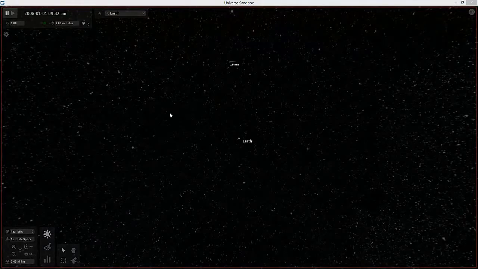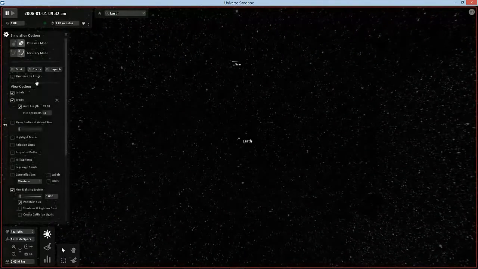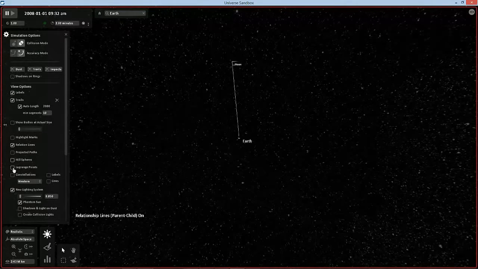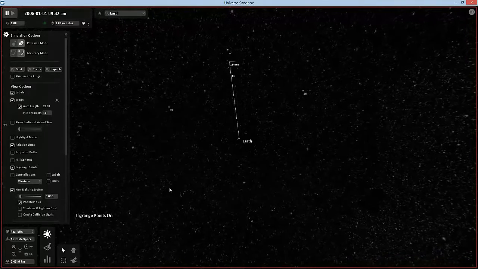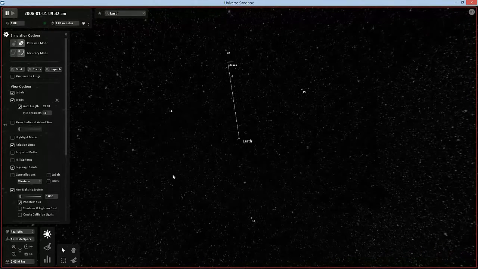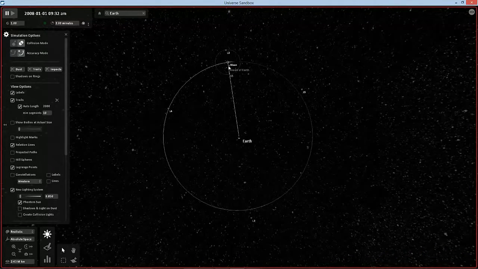So let's get into Lagrange points. Now, as far as this goes, let's put on this and turn on the Lagrange points. With Lagrange points, this could be represented as the Earth and Sun, Jupiter and Sun, Jupiter and moons, and whatnot.